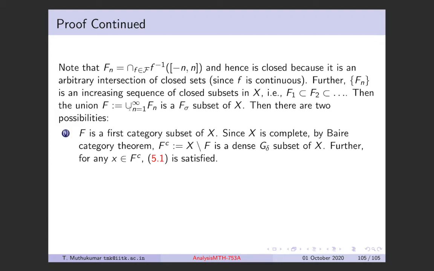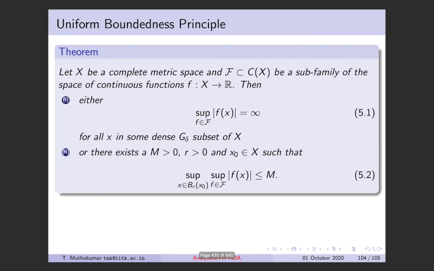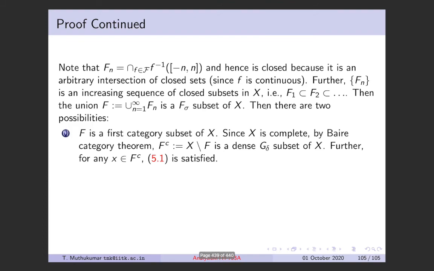So the complement basically means that any element in the complement will have supremum over this equal to infinity, because all boundedness is included in the F set. So from here we get the first property. So if F is a first category set, we get the first property.